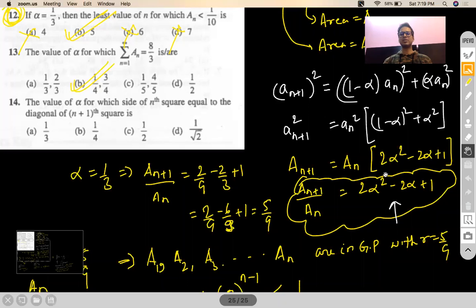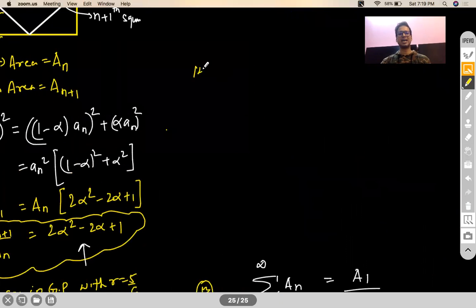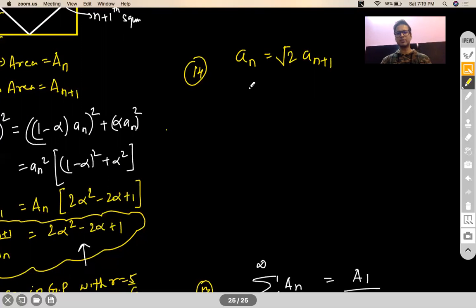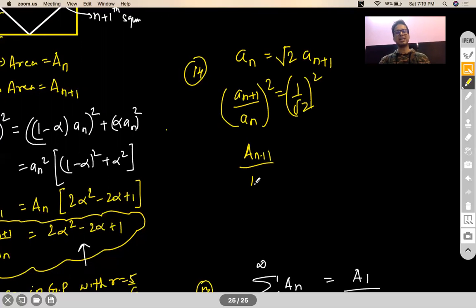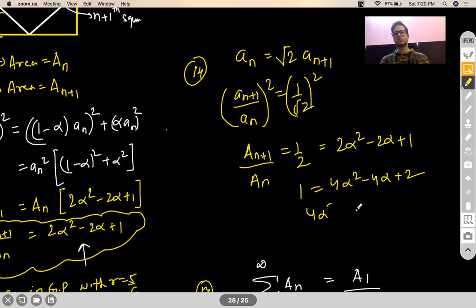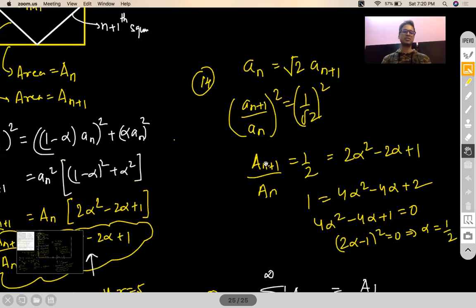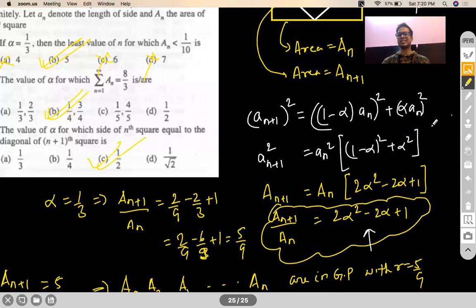Let's discuss. See, what is given to us is that the side length of the nth square is the diagonal of the n plus 1th square, right? That means an plus 1 by an is 1 by root 2. So let's square it. an plus 1 by an is 1 by 2, which is actually the common ratio, which happens to be 2 alpha square minus 2 alpha plus 1. So that means 1 is equal to 4 alpha square minus 4 alpha plus 2. That means 4 alpha square minus 4 alpha plus 1 is equal to 0. This is a perfect square, which clearly means alpha is half. So 1 by 2 is absolutely correct. Option C, Janta was absolutely correct. Option C is the right option.